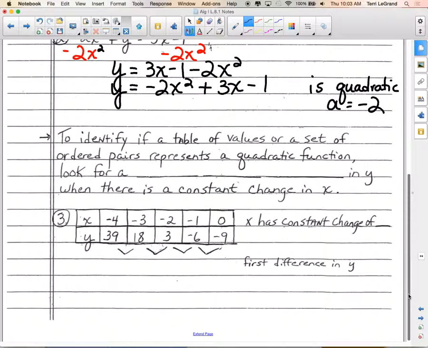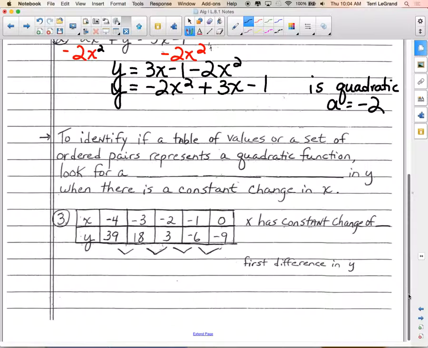Now, as the x's are increasing by 1s, starting at the bottom of the table, what's happening to the y's? What are they increasing by? 2. Are they going up 2? From -5 to -3, what's that? +2, isn't it? From -3 to -1, that one we just stuck in there, is that a +2? Yeah. From -1 to +1, is that a +2? Yeah, so there's a constant change in the y's, in what we call the first difference.